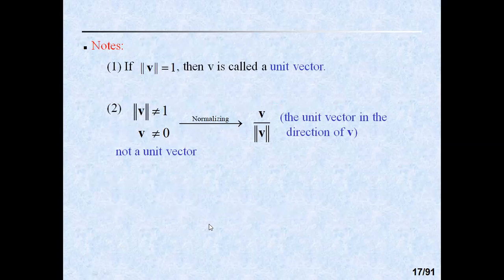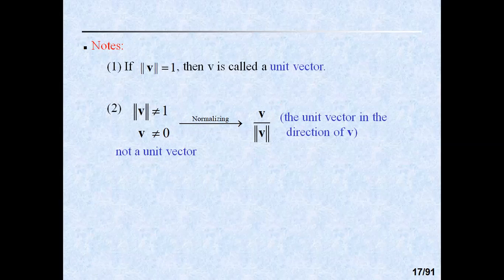Regarding this topic, we can remember some points here. If norm V is equal to 1, then V is called a unit vector. You already know that from the previous lecture. If norm V is not equal to 1 and V is not equal to 0, it is not a unit vector. To convert this V vector into a unit vector, that process is called normalizing a vector. V by norm V is the unit vector in the direction of V. These are the important points.